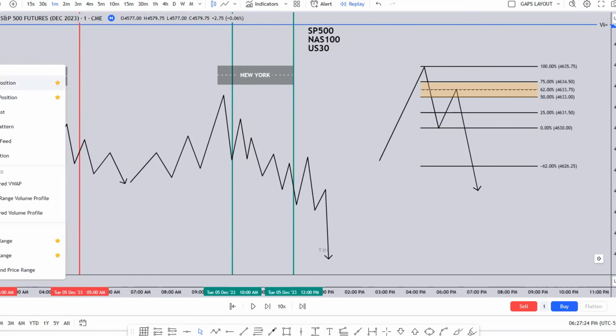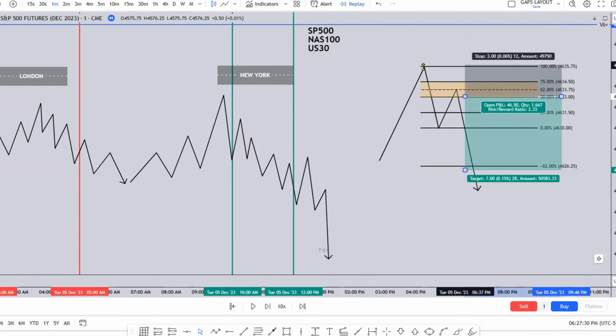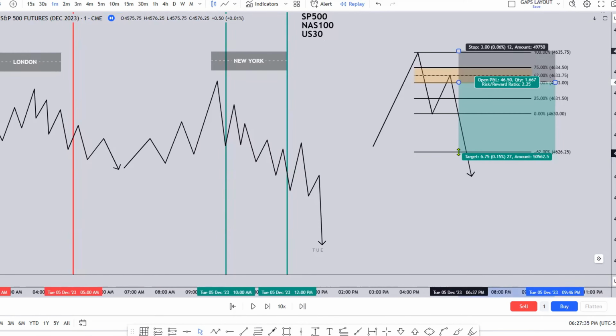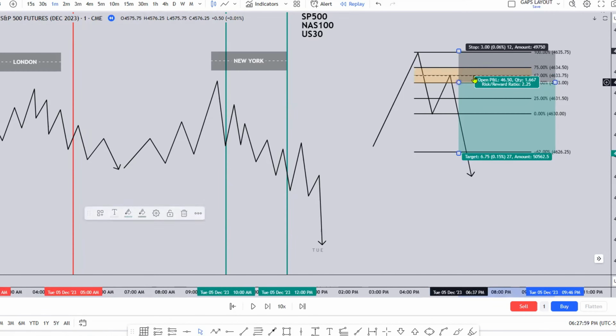You put your short here and put your stops above the high. Then your target is going to be the 62 level, or at least a 1 to 2. So this is going to be your trade entry. If you wanted an even better risk to reward, you can target the 62, which is right in between the 75 and the 50. But I like to get the lower end, at least a 50% retracement, and then put my stops above the high there.